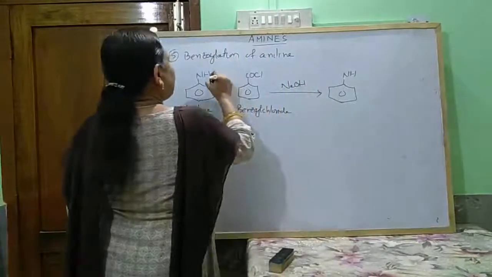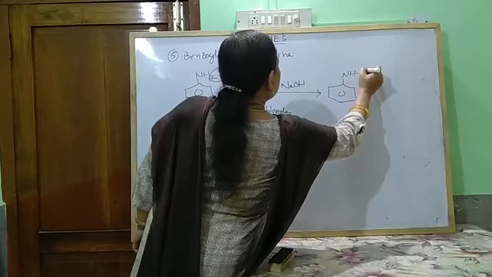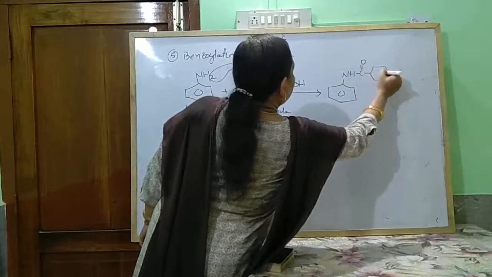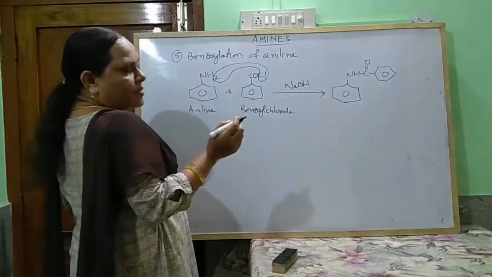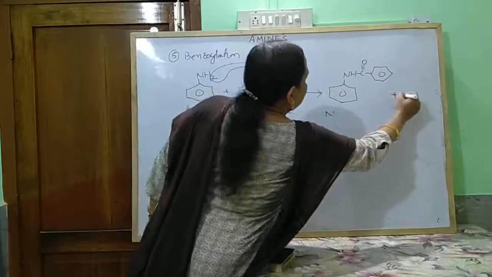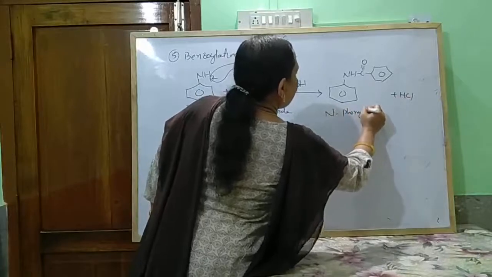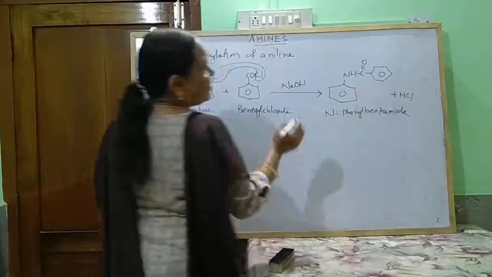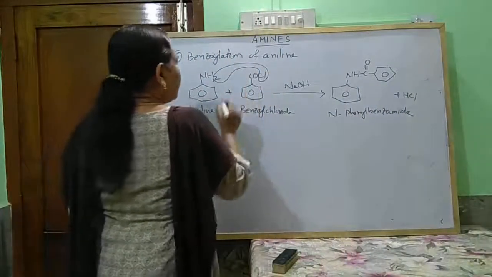NH. So here also H and Cl are removed. NHCOC6H5. This is N-phenyl benzamide plus HCl. N-phenyl benzamide. And this is the benzoylation reaction.